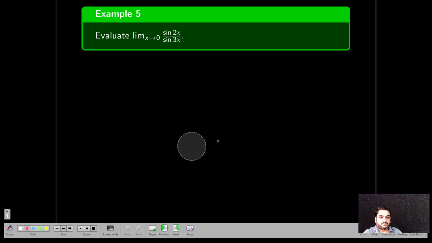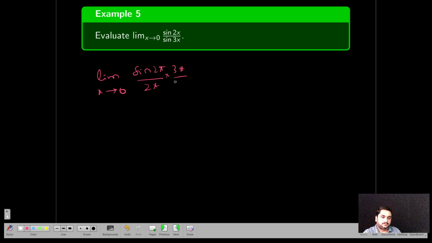Next. Sin 2x by sin 3x. So just alter them. Let us say sin 2x by 2x and into 3x by sin 3x. So just multiply and divide by this. So this is as good as writing this only, no? So this is 2 by 3. This value is 1 and this value is 1. So this will be 1. So it will be 2 by 3 is the answer.